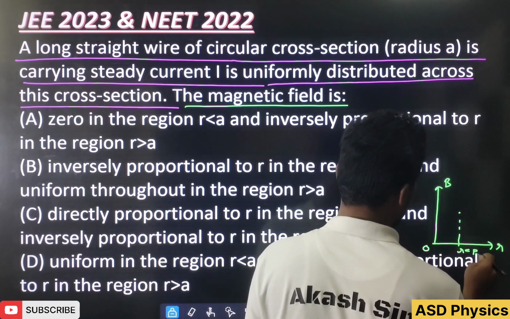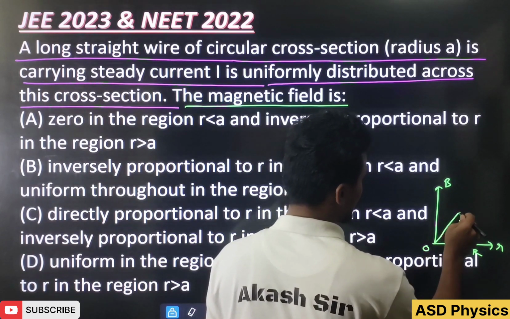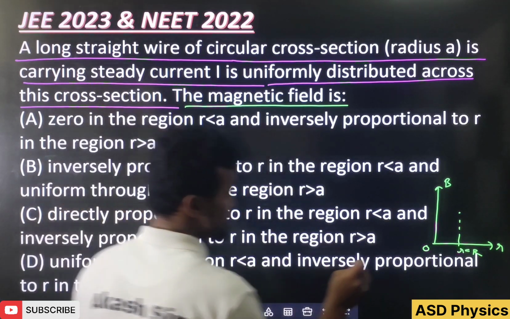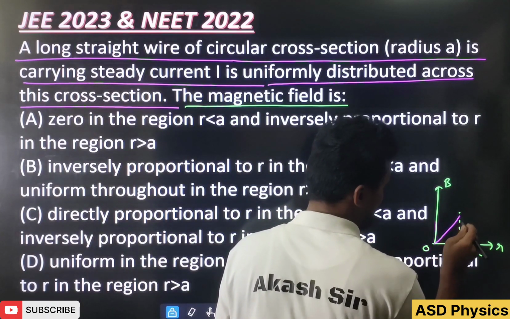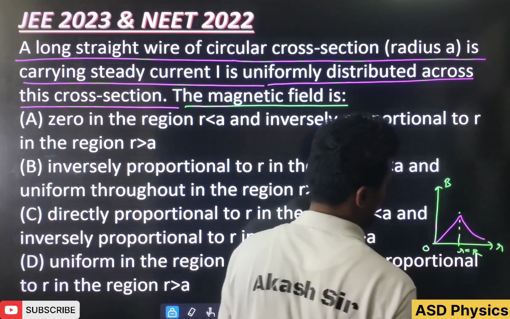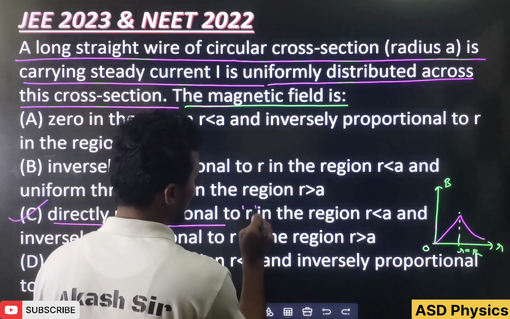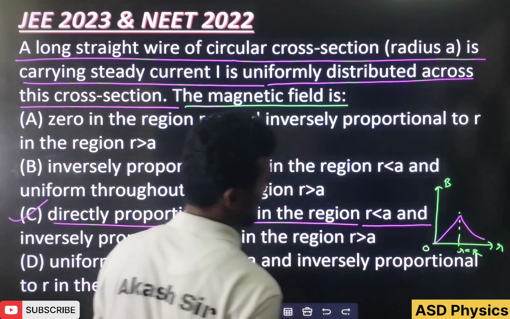This is the surface. So what will happen? Center to surface, I will just change the color. Center to surface, the magnetic field will increase in a straight line, and after that it will go like this. So when you check very well, the correct option is option C, directly proportional to R in the region R less than A.